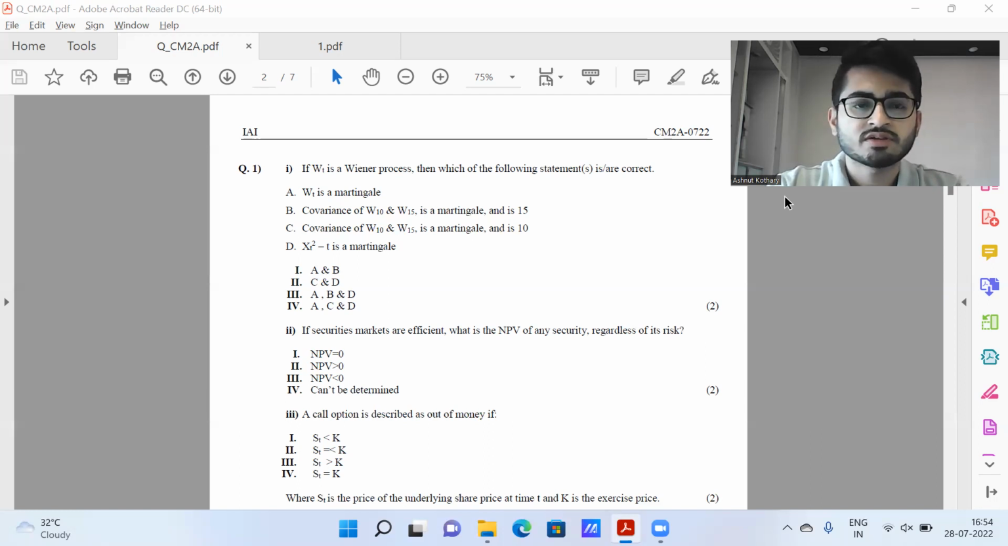Now, first of all, with respect to the overall CM2A paper, in my understanding, this paper was extremely scoring, especially for students who are well prepared, because a lot of questions have been directly taken from, let's say, IFOA past year papers. So ones who have prepared well should be able to solve those. Apart from that, there was also a high proportion of MCQs in this paper. So this time in CM1, CS1, CS2, the proportion of MCQs was quite less, but for CM2, it was still pretty high, and that makes it even more scoring because the time required is relatively less for these MCQs.